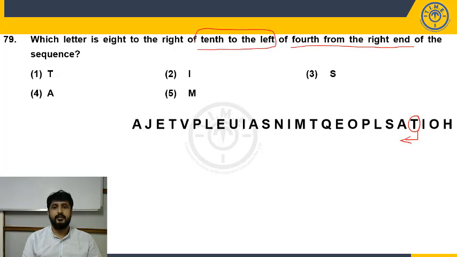As I told earlier, we should follow the back tracing approach. First we have identified the 4th from the right end. Now with respect to the 4th from the right end, we should identify the 10th left. 1, 2, 3, 4, 5, 6, 7, 8, 9, 10. 10th left. Now with respect to I, I should identify the 8th right. So the right side is this side. 1, 2, 3, 4, 5, 6, 7, 8. Which one? S. So my answer is S, choice 3.